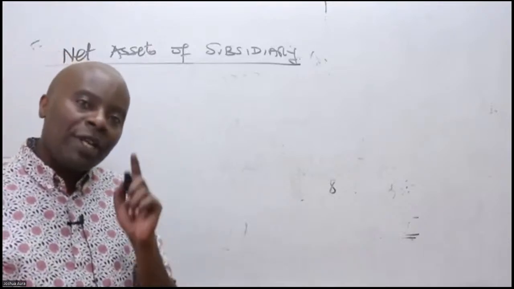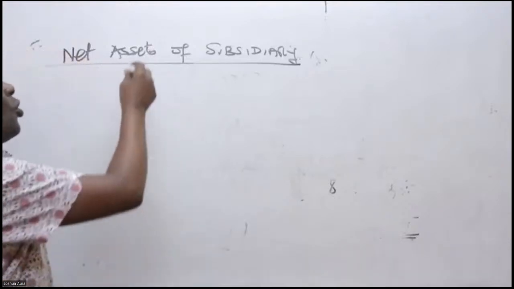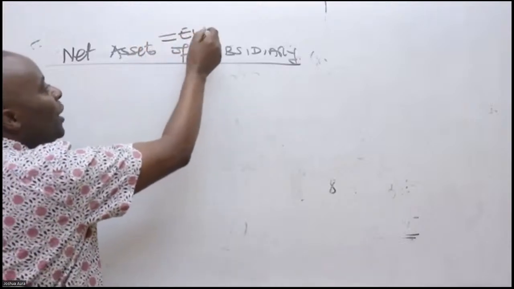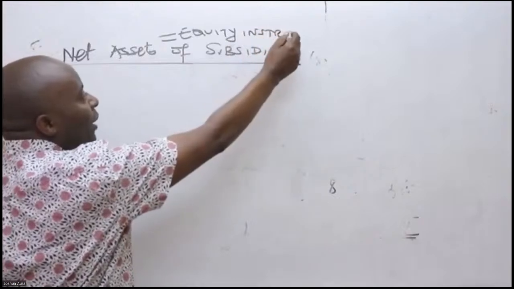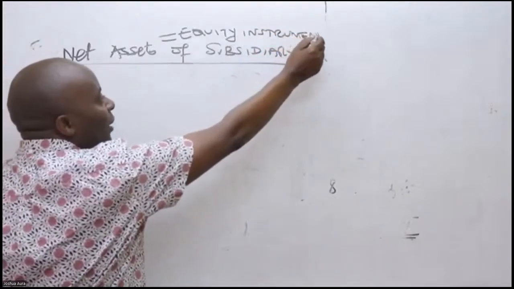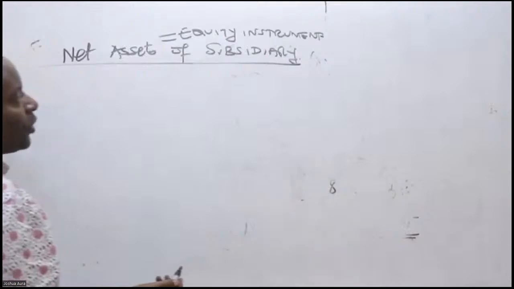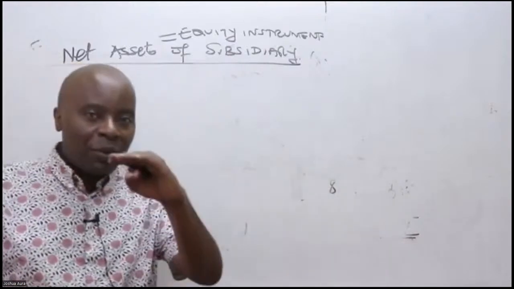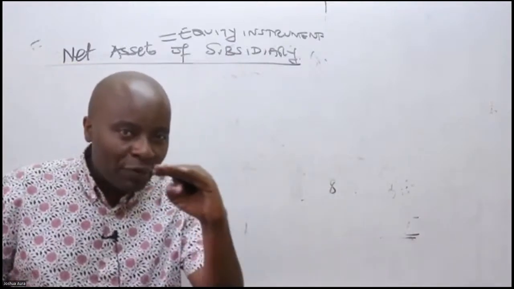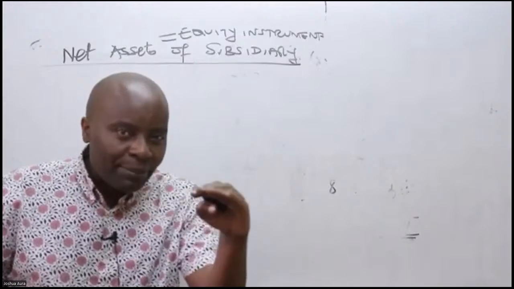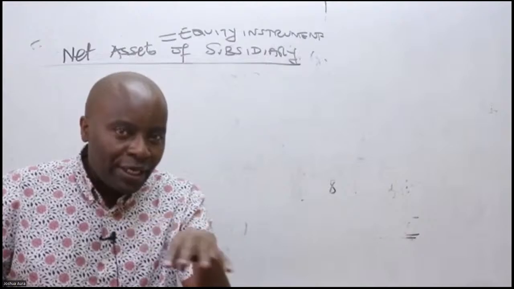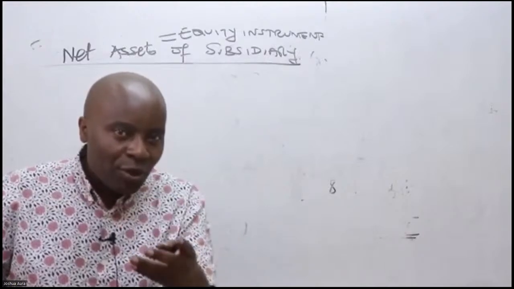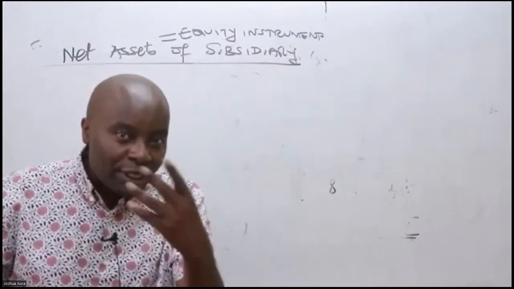And then when we talk of net assets, always we are looking at the equity instruments. So when you talk of equity instruments, you will remember your balance sheet. What do we have there? We have share capital, we have share premium, all right? We have retained earnings, we have fair value adjustments or revaluations like that.